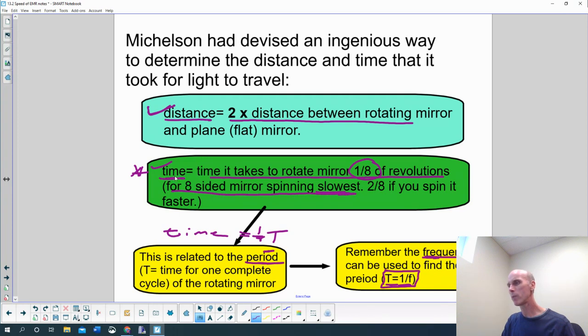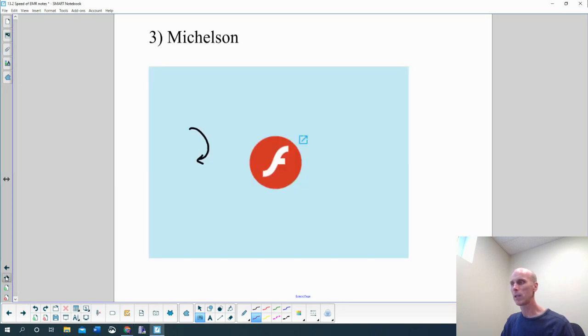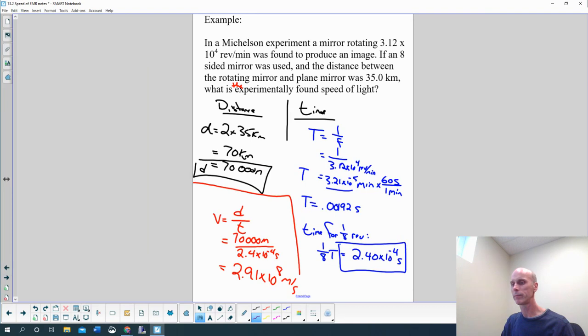Distance and time, pretty straightforward. But often the information given in a question around Michelson's experiment is not as obvious, not as straightforward, which makes us recall, or bring forth, our understanding of frequency and period. So let's take a look at an example question.